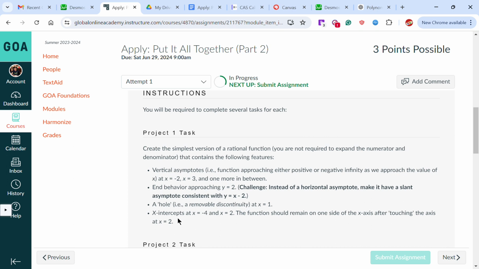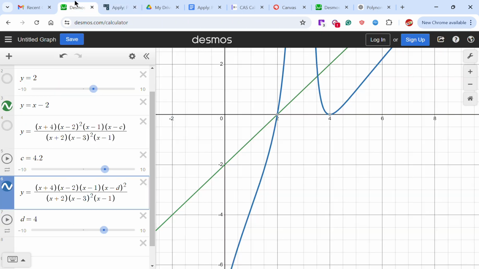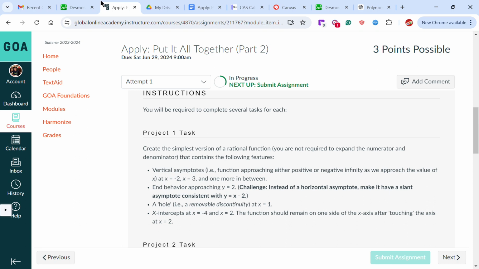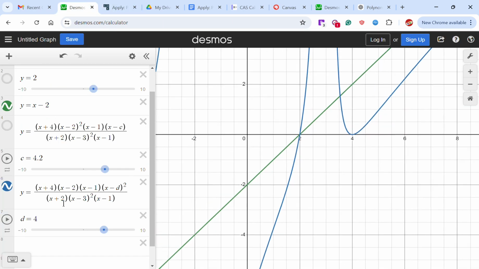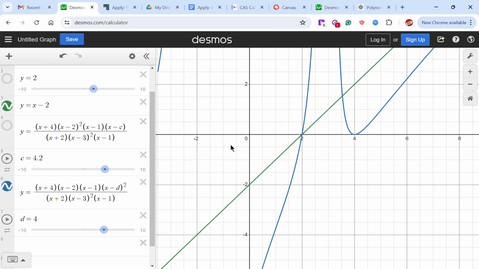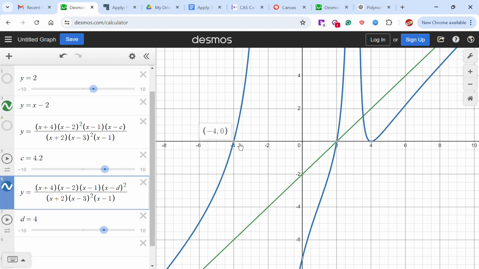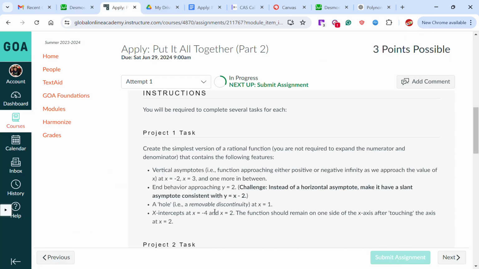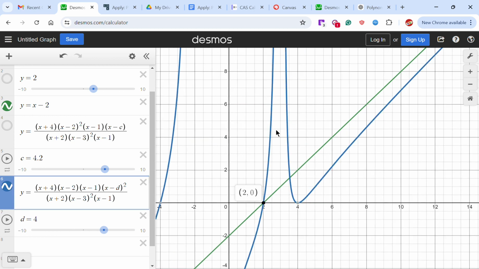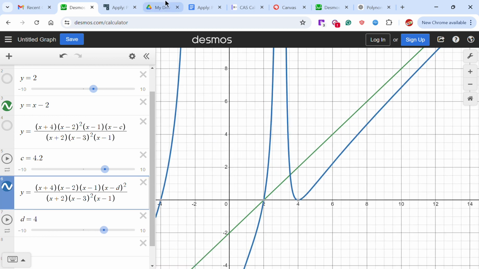And now we have x-intercepts at 4 and 2. Oh, this is supposed to be minus. So we also have one here. We have those requirements, -4 and 2. That's what we want. And then it stays after touching 2, so you can see it doesn't cross the x-axis.